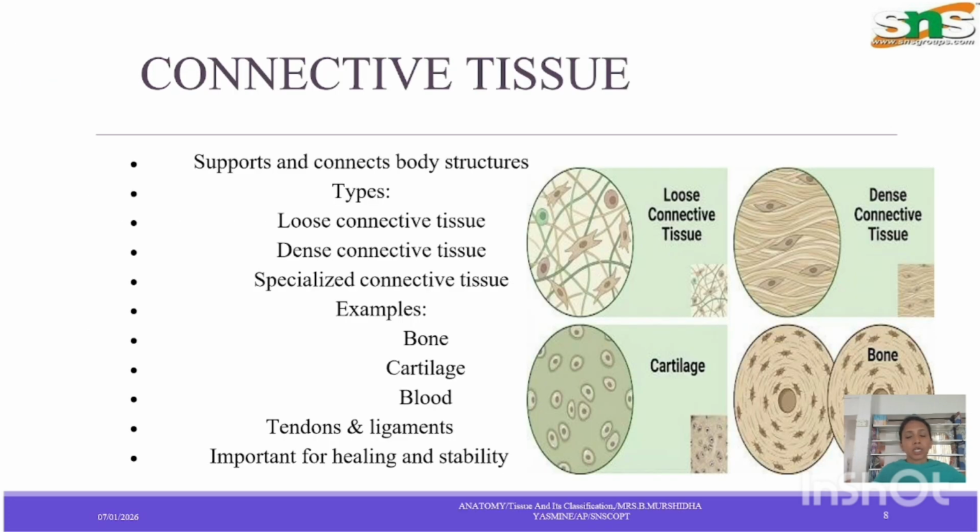Connective tissue supports and connects the body structures. The types are loose connective tissue, dense connective tissue, cartilage, and bone. In loose connective tissue, as you can see, the fibers in the tissue are loosely packed. In dense connective tissue, you can see the difference between these two, it is densely packed. And cartilage, this is how it looks. In the bone, there is a trabecular system.